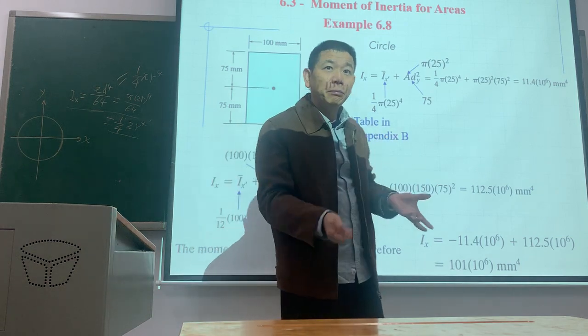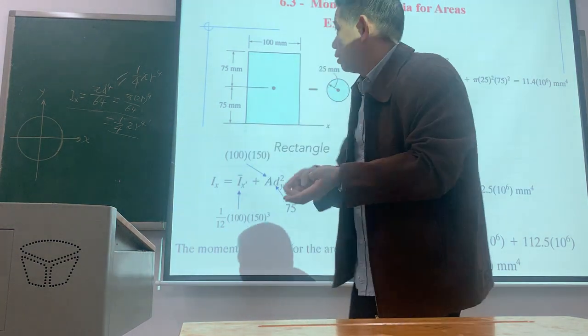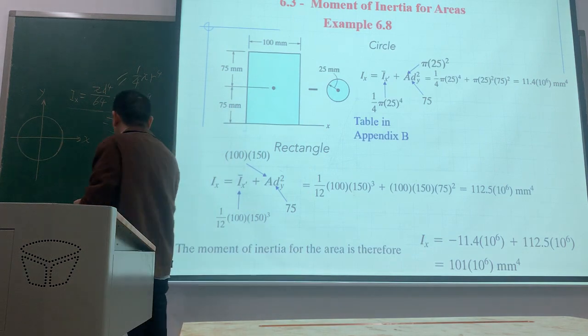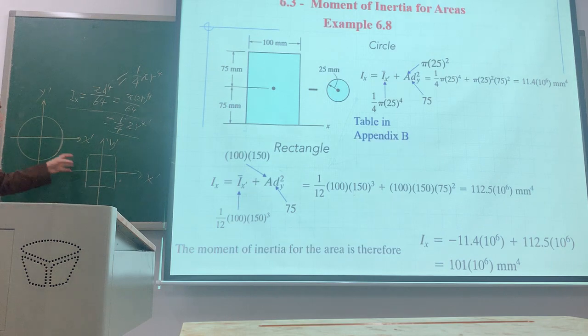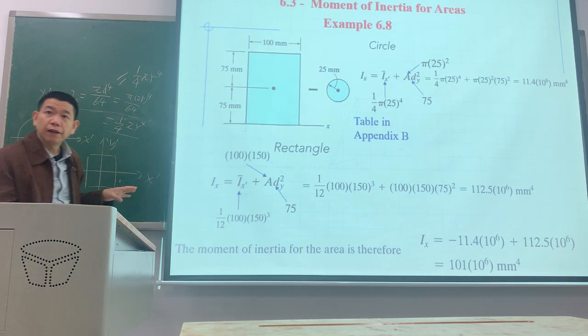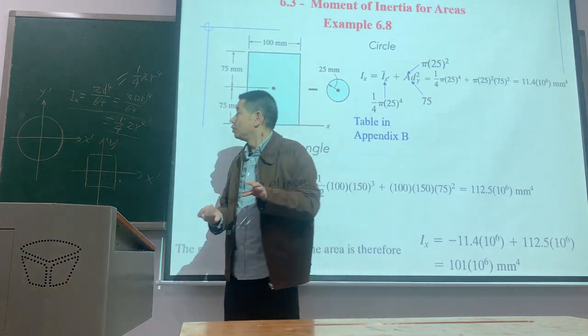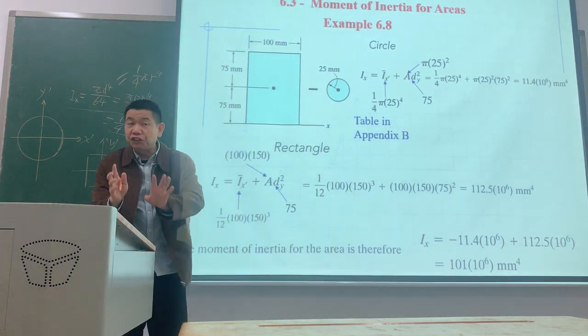For the circle and the rectangle, you have to remember these two cases. About the x prime and y prime axes passing through the center, how much is the moment of inertia? We have to remember. Understand? You remember this case, and this case is not.